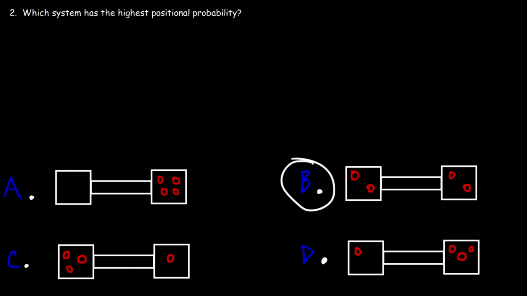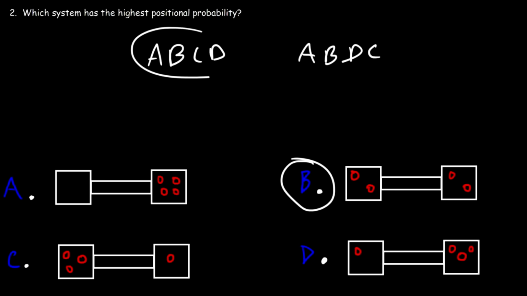Now, there's only one way in which we can put 4 molecules in one side of the container. Let's say each molecule is given a letter: A, B, C, and D. There's only one way in which we can put all molecules in the right side, and the order doesn't matter. So ABCD is equivalent to ABDC. That's simply one microstate. So we're dealing with combinations as opposed to permutations. So A has one microstate.